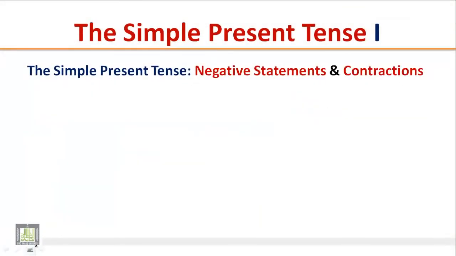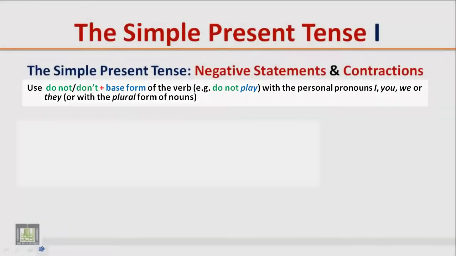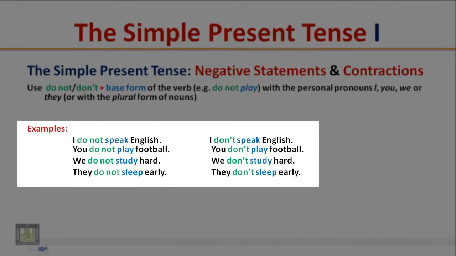The simple present tense, negative statements and contractions. Use do not plus the base form of the verb, or don't plus the base form of the verb, for example, do not play, with the personal pronouns I, you, we, or they, or with the plural form of nouns. Examples: I do not speak English. I don't speak English. You do not play football. You don't play football. We do not study hard. We don't study hard. They do not sleep early. They don't sleep early.